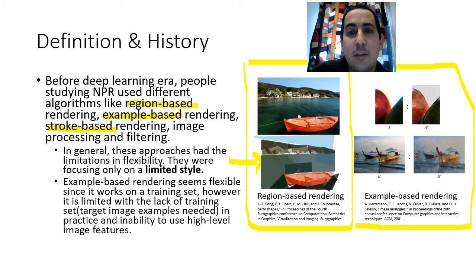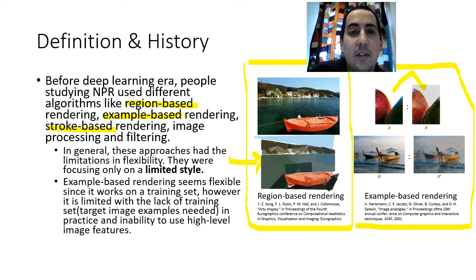Example-based rendering is looking for mapping between pairs. You need to have pairs, both source and target image pairs. Although this technique is more generalizable when compared to others, it is limited by the training samples, in other words, examples. Moreover, it is not able to use high-level image features.